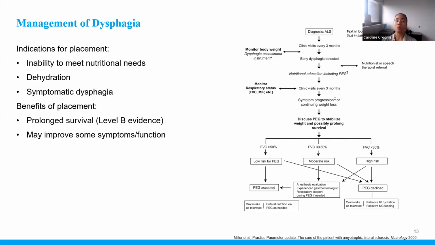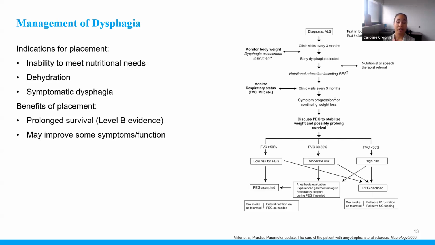dysphagia is something that more often develops a little bit later on in the disease course. People will talk about having difficulty swallowing, maybe choking or coughing on certain things. They might not, they might just talk about having slurred speech. And so it's important to ask some questions about it.